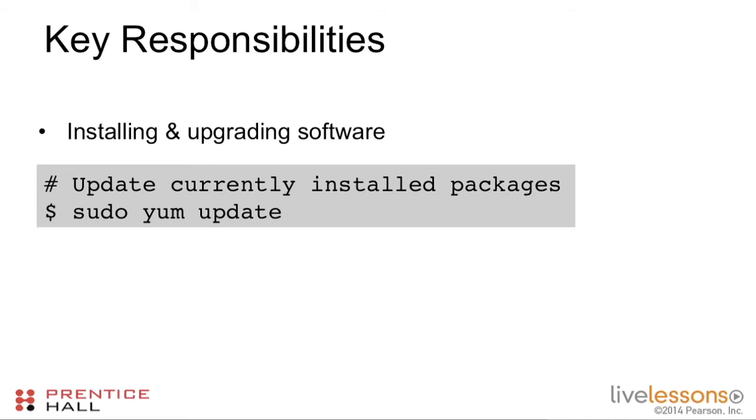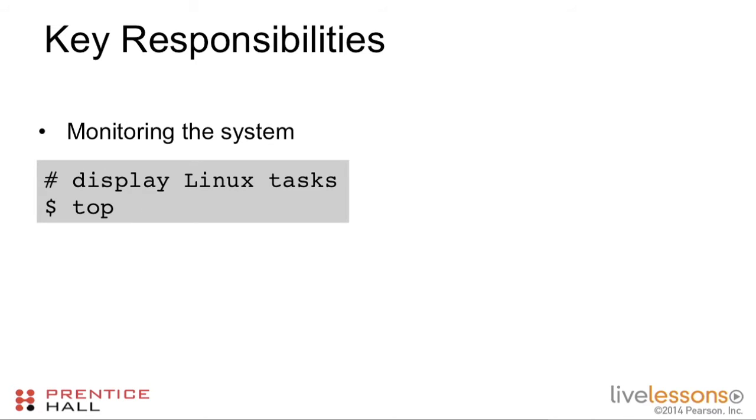Installing and upgrading software is another common task of system administration. You'll need to release new packages, update the system for security vulnerabilities, or install new software as requested by users. This example command, which we'll learn more about, updates all of the packages on a Red Hat type of Linux system.